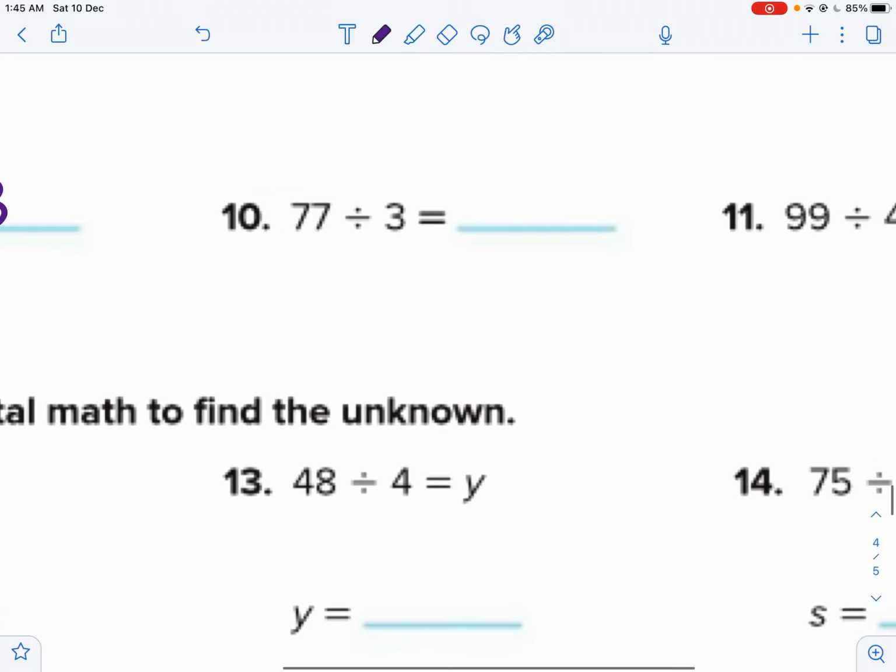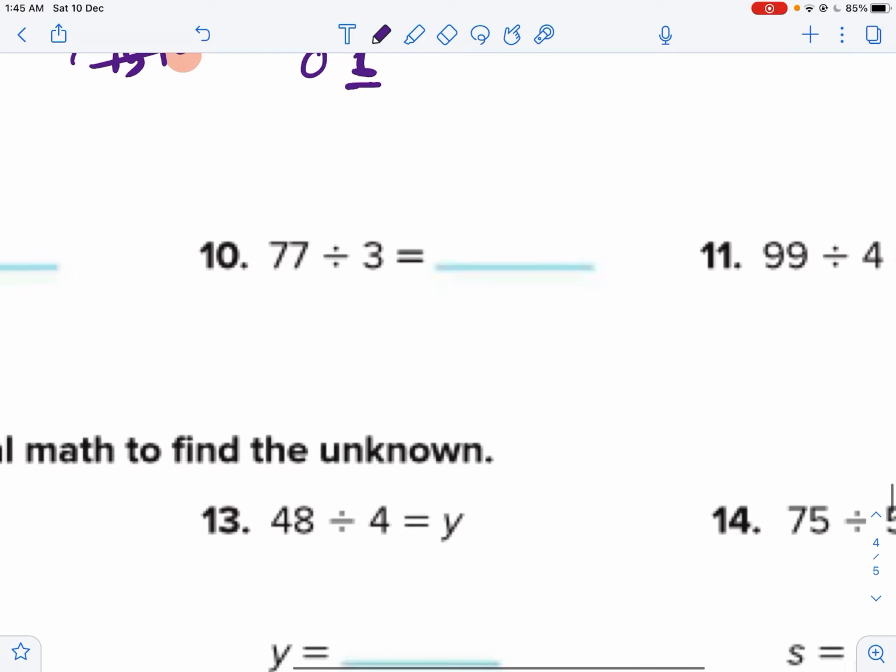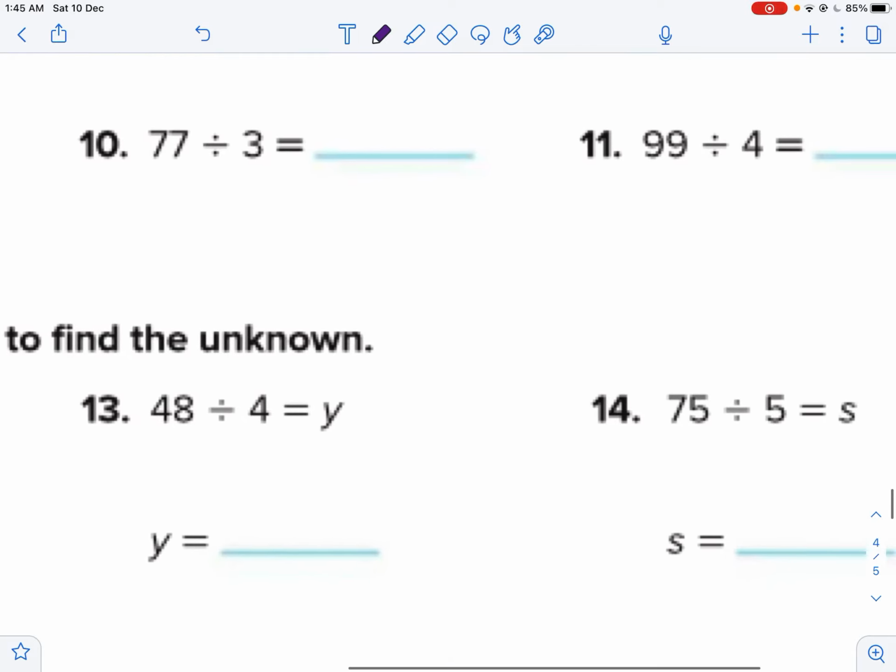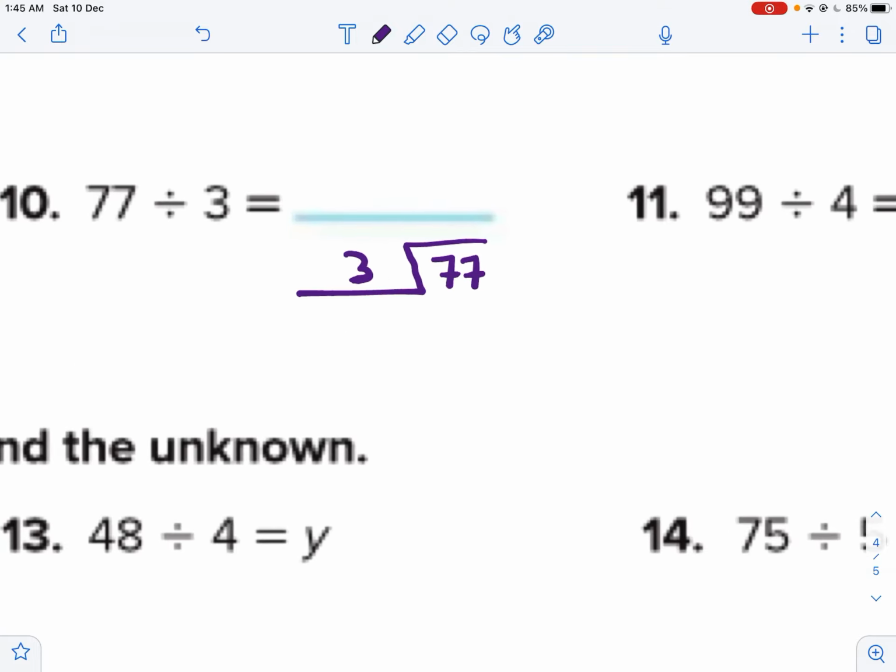Now you have 77 divided by 3. Let's do it. Let's do it where? Maybe here. 77 divided by 3. Let's take the first number. Here you are, the 7. And let's look for it. Of course, the 7 is bigger than the 3, so you are ready to start.